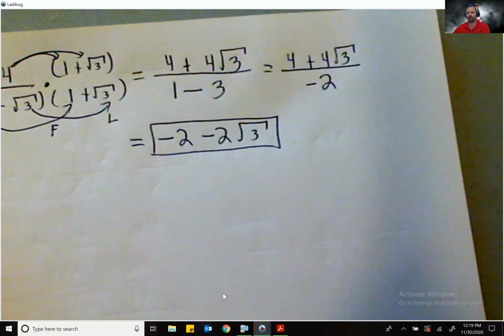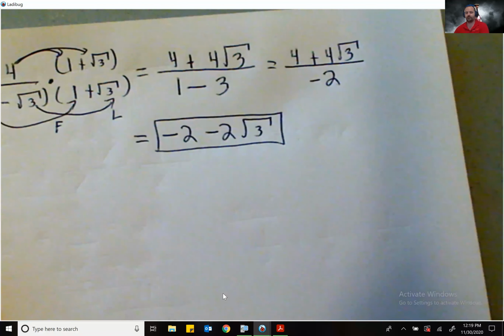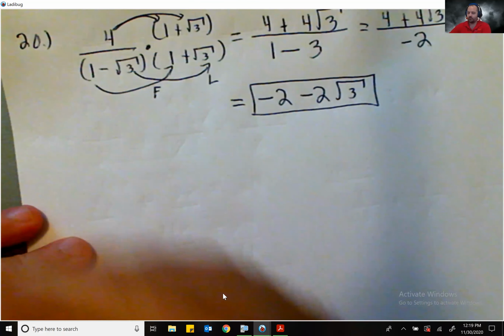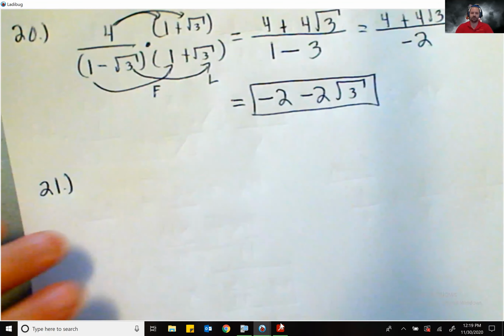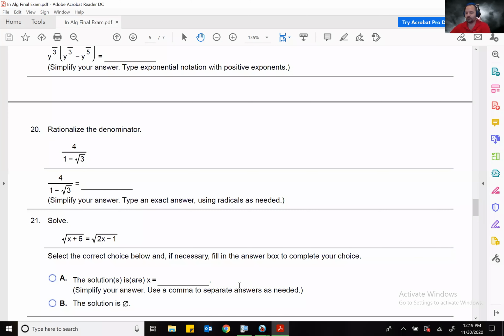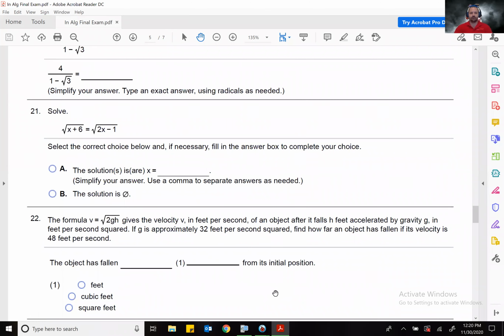All right, number 21. Last 10 questions. So number 21, we're going to solve: the square root of x plus 6 equals the square root of 2x minus 1. All right. So we're going to solve this one.